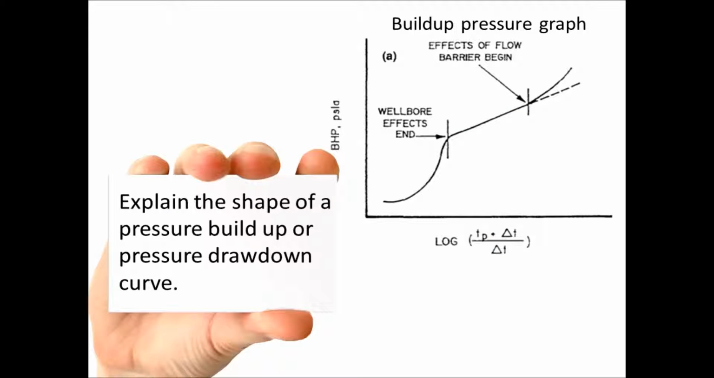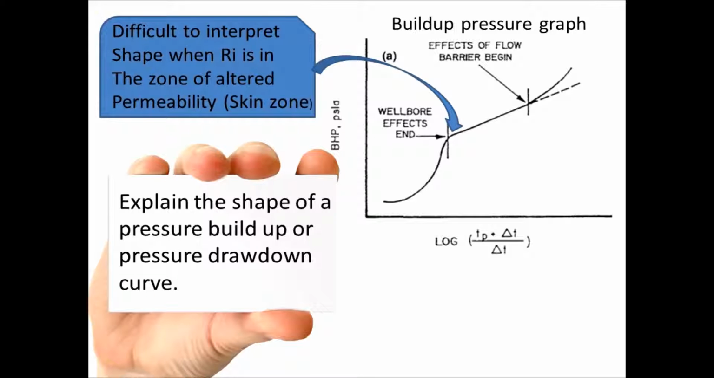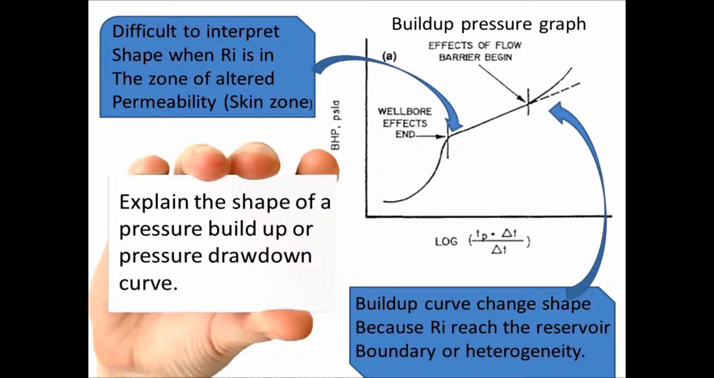The second use of radius of investigation is to explain the shape of the pressure build-up or pressure drawdown curve. As we can see from the graph, before the wellbore effects end, there is difficulty interpreting the shape when the radius of investigation is in the zone of altered permeability, also called the skin zone. At the end of the constant slope, the effects of the boundary begin, causing the build-up curve to change its shape. This is because the radius of investigation has reached the reservoir boundary or the reservoir heterogeneity.